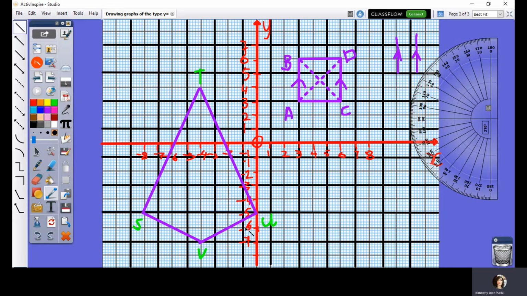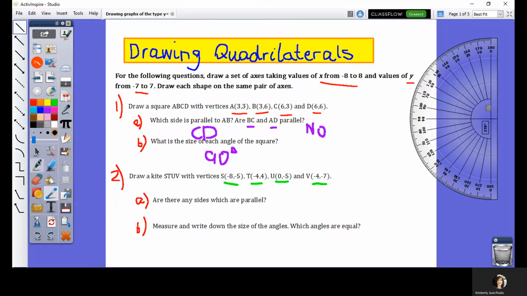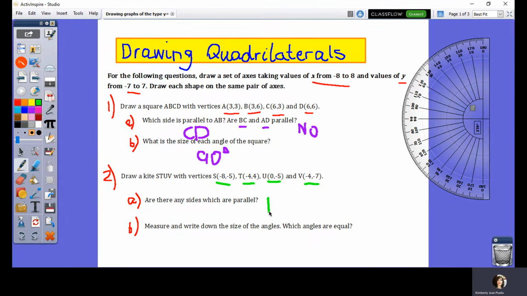For example, if I take this line, UV, it is not parallel to this. If I make this line, ST, longer, and this one as well, they should meet at some point. Even SV and TU are not parallel, because if I make them longer, they should meet at some point. Therefore, there are no parallel lines. So no sides are parallel.